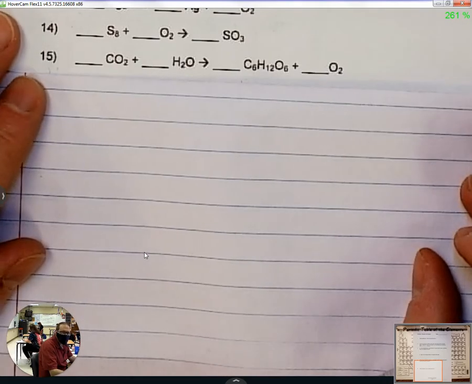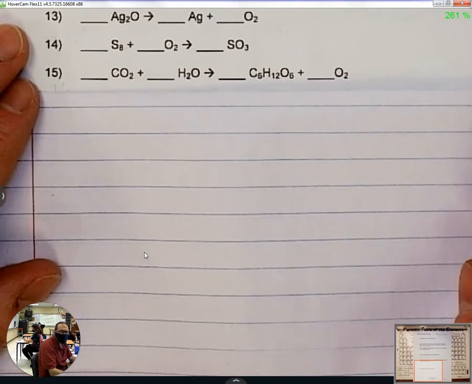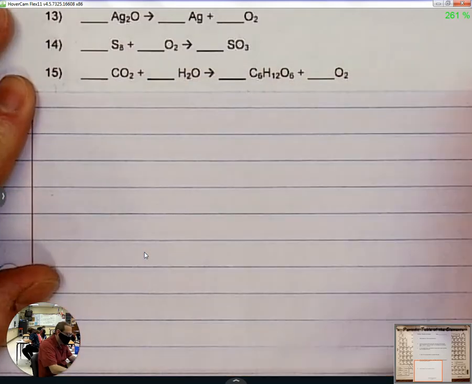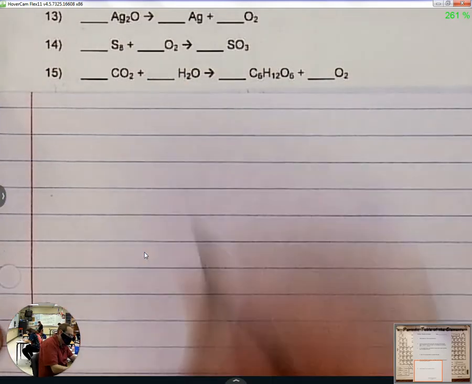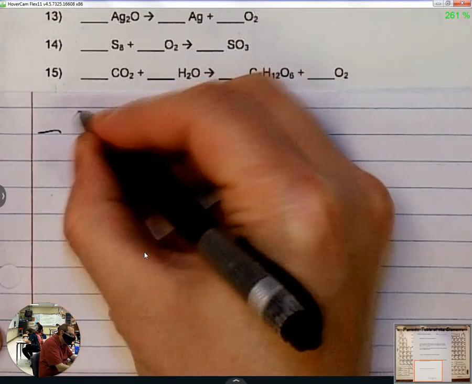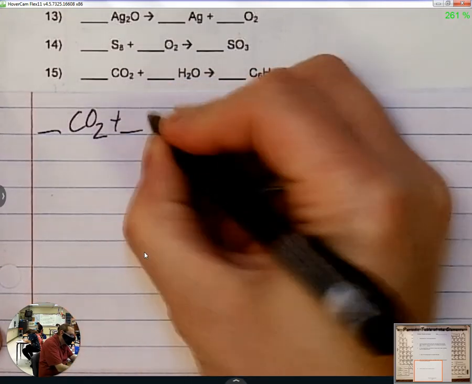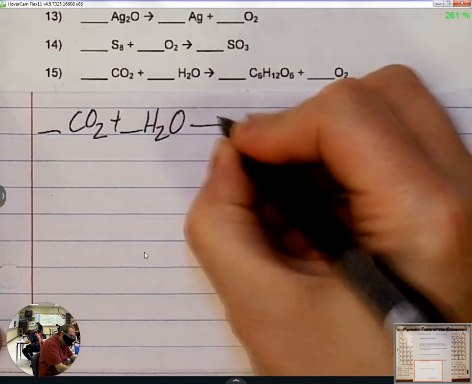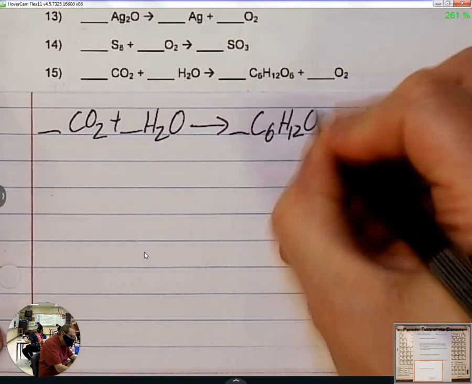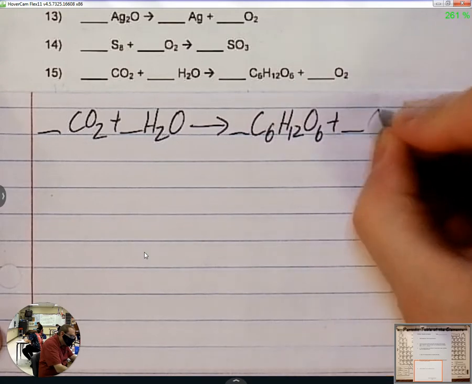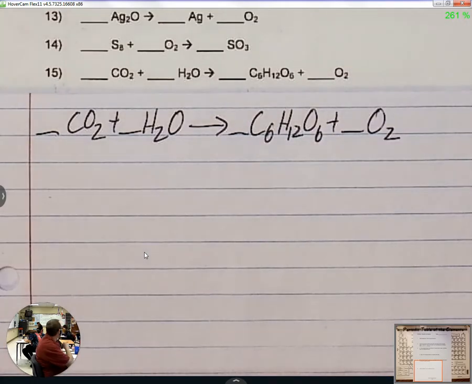Number 15 should be a very familiar equation to you if you've had biology. What is it? Yeah, that's photosynthesis. So let's do a little photosynthesis. We got CO2 plus H2O yields glucose, C6H12O6, plus oxygen. If we took this and turned it around backwards, what kind of reaction would we have?